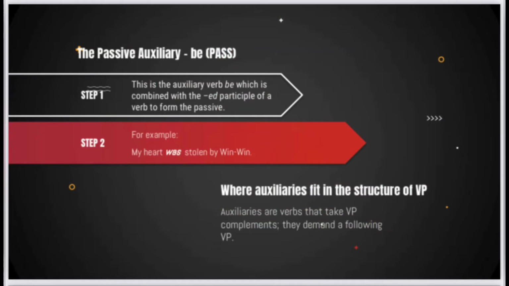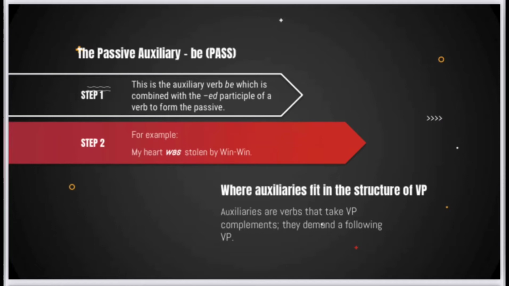The passive auxiliary. This is the auxiliary verb be which is combined with the -ed participle of a verb to form the passive. For example, my heart was stolen by Win-Win.